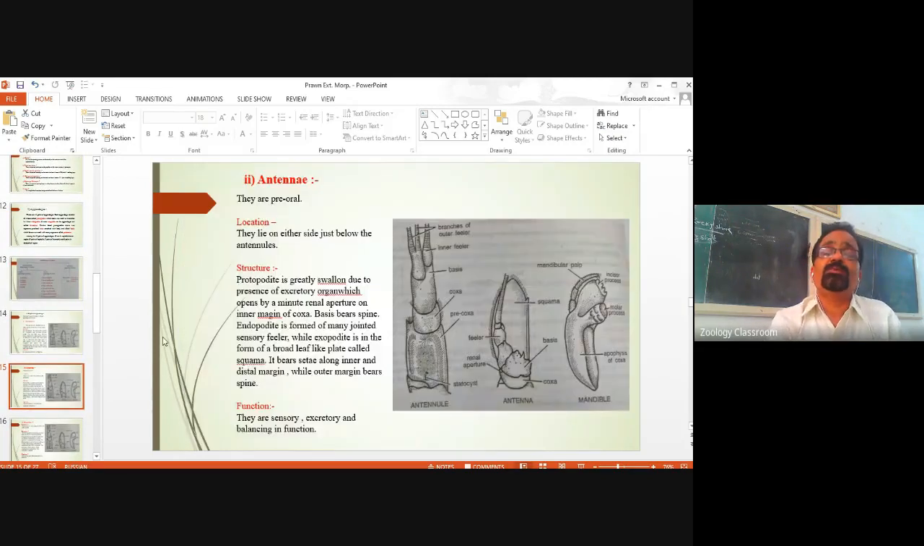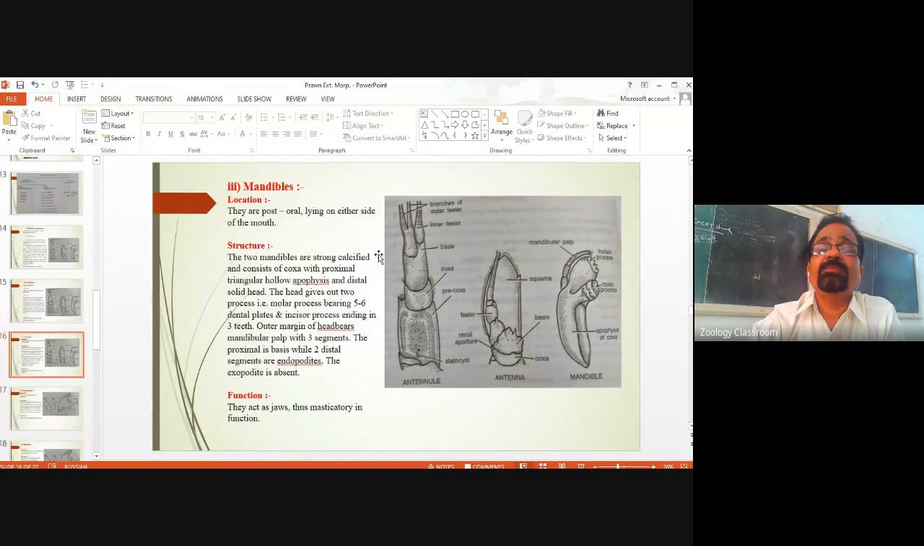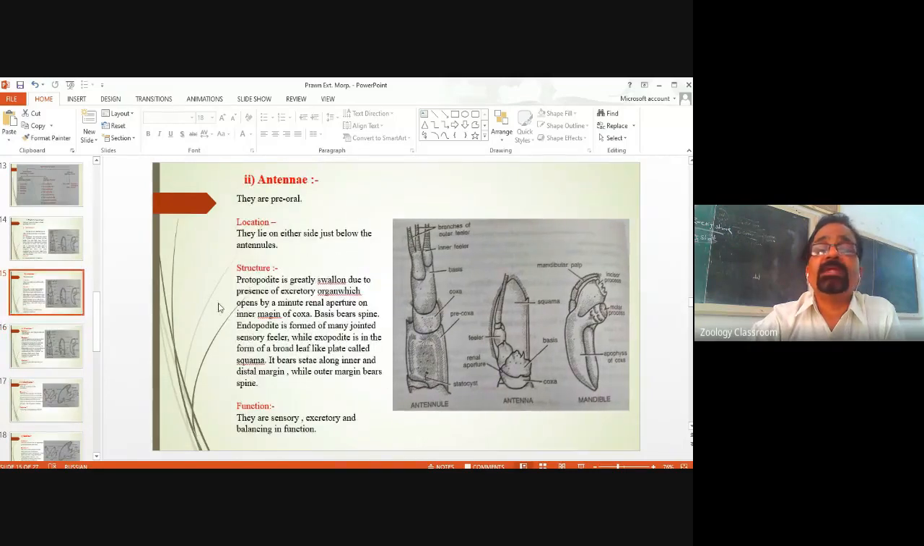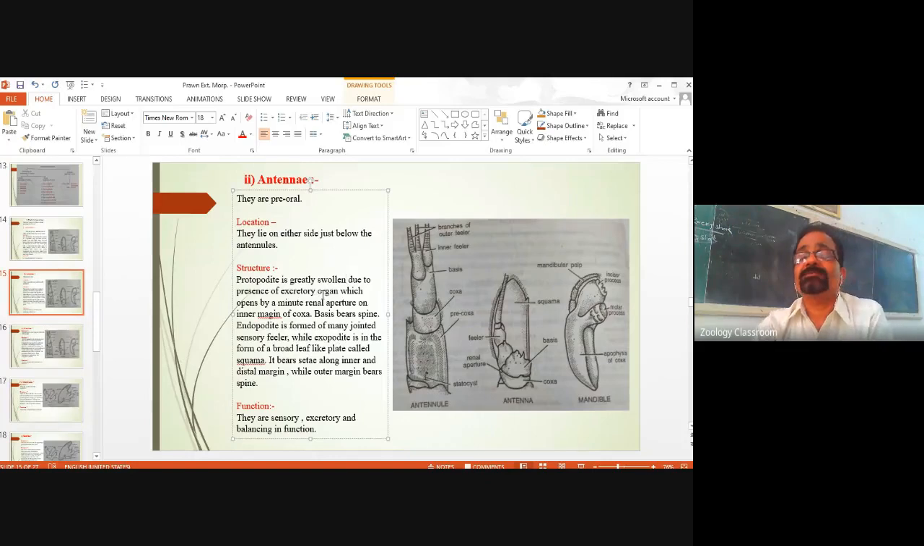Now here, protopodite is greatly swollen. This is a very important thing. The word antennae is used here, and antennae means plural. Now, protopodite is greatly swollen due to the presence of the excretory organ. Now come to this diagram. This is the coxa. What is the excretory organ? Here the excretory organ is the renal aperture.